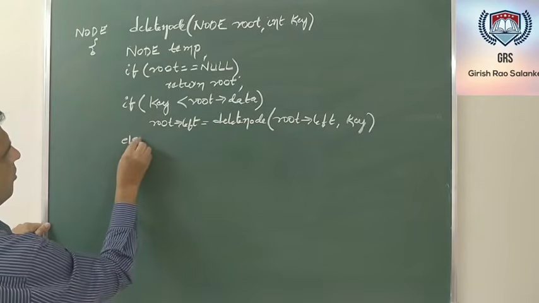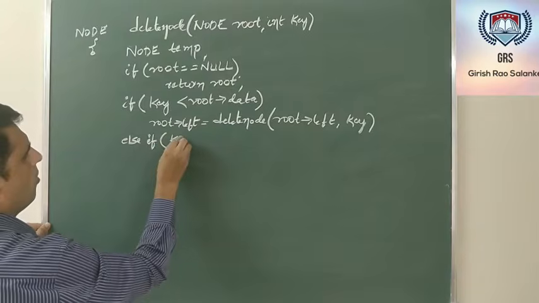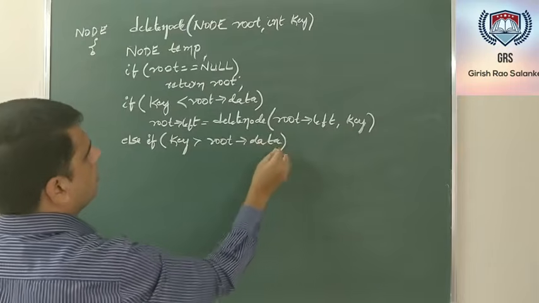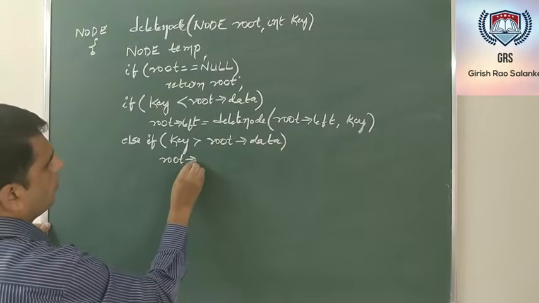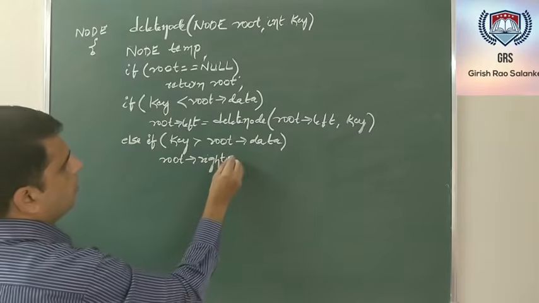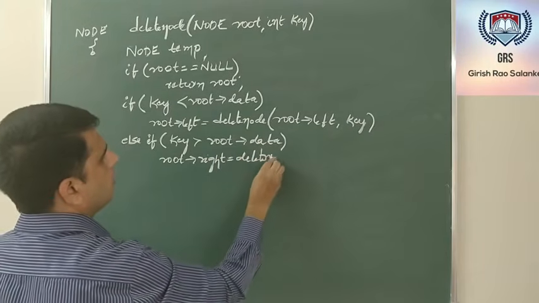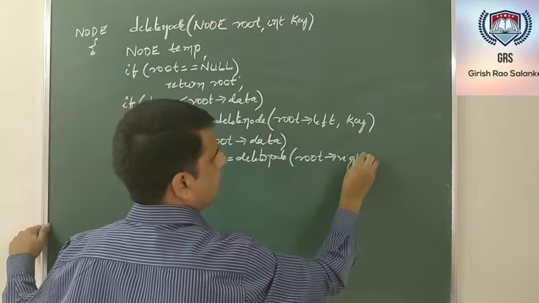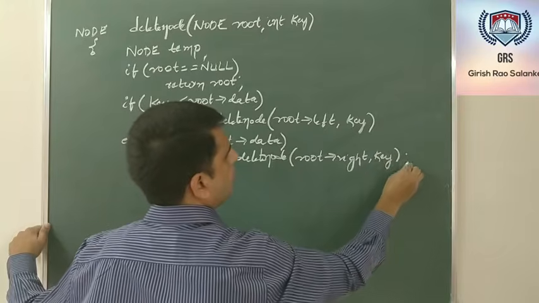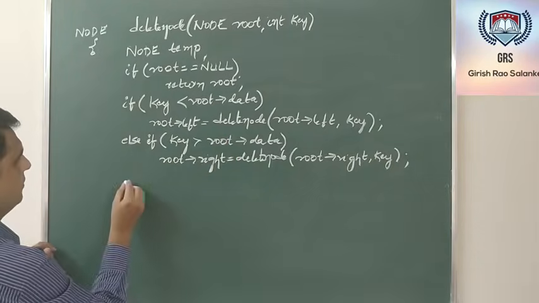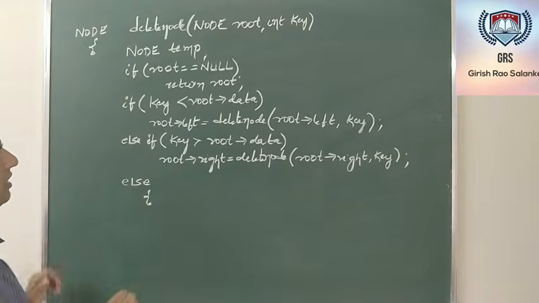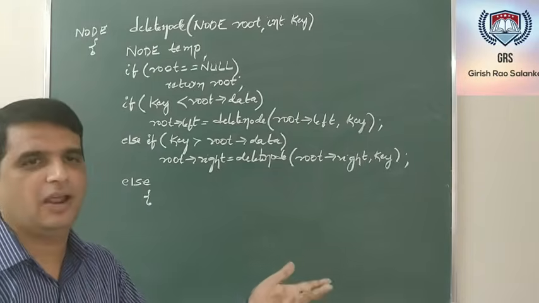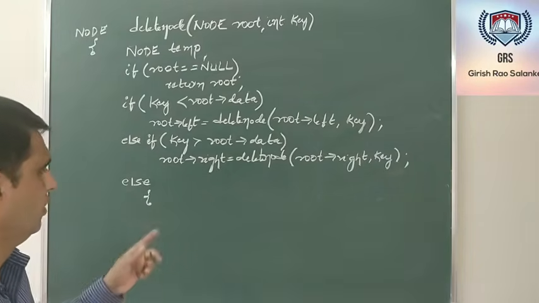Else if key is greater than root of data, root of right is equal to delete node of root of right, comma key. Else. Anyway, this is a recursive search. I have searched whether the node is there or not. If the node is there, then I am pointing to that particular node.